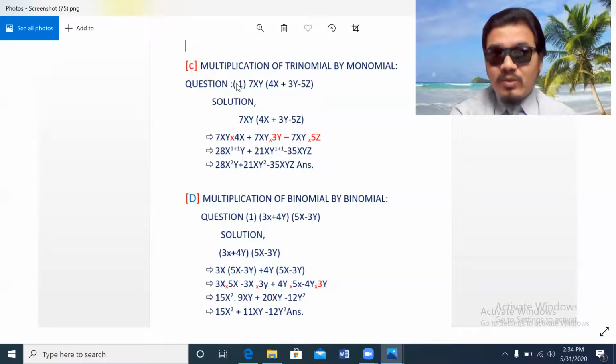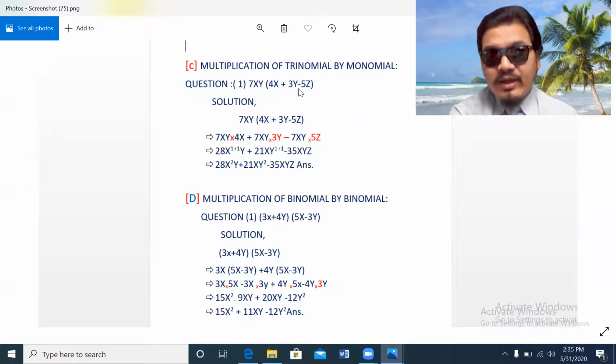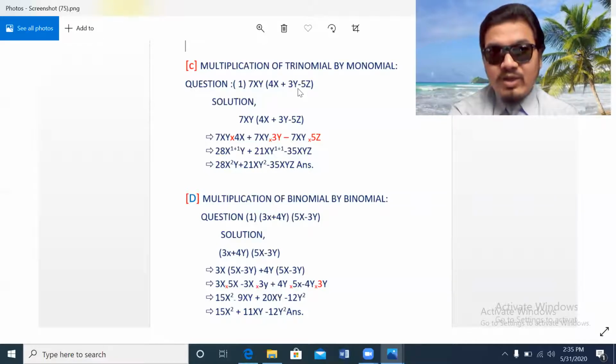In this question number 1, 7xy is the monomial, and inside the bracket, one term is 4x, another is 3y, and this is minus 5z. There are altogether 3 terms. That's why it is a trinomial. And how to multiply this trinomial by this monomial is taught here.